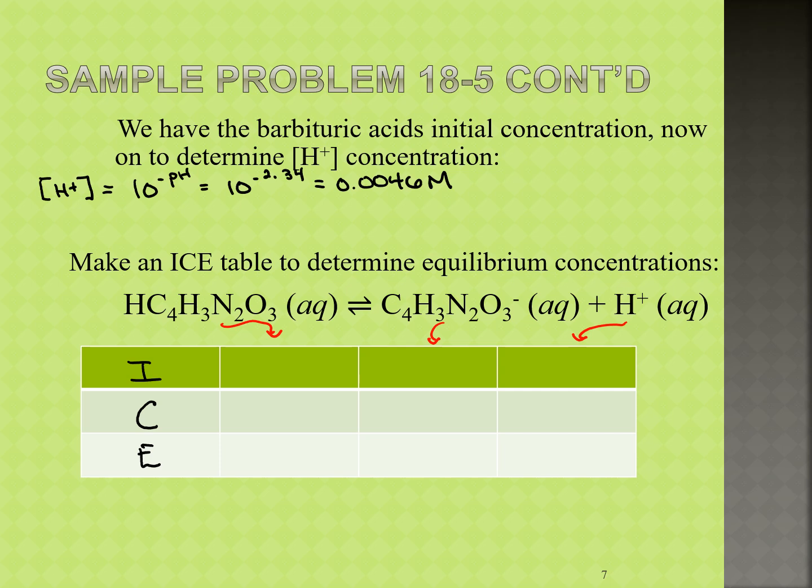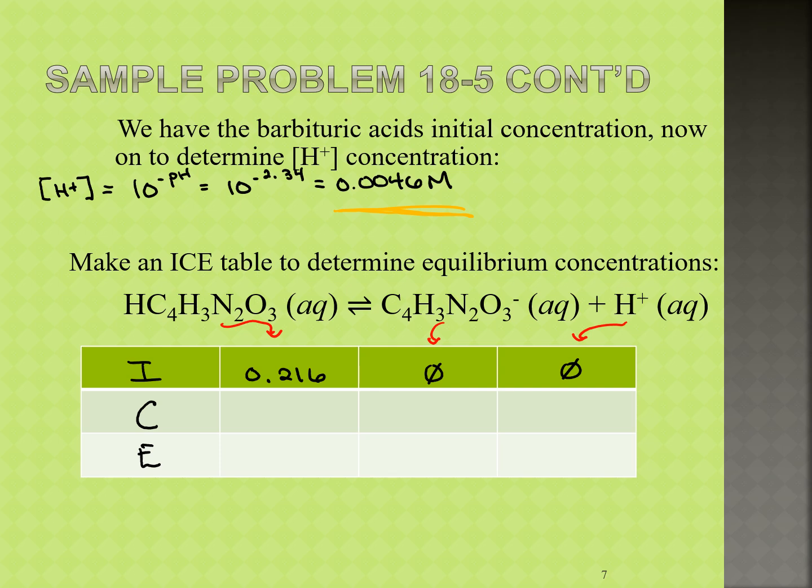Our initial concentration of barbituric acid, which we found on the previous slide, was 0.216 moles per liter. Before any of that dissolves, I don't have any of the products yet. It has not dissolved yet to make those products. I don't know my changes yet, but let's wait on that and see what else we can find. The only other piece of information that we were given is this 0.0046 molar.